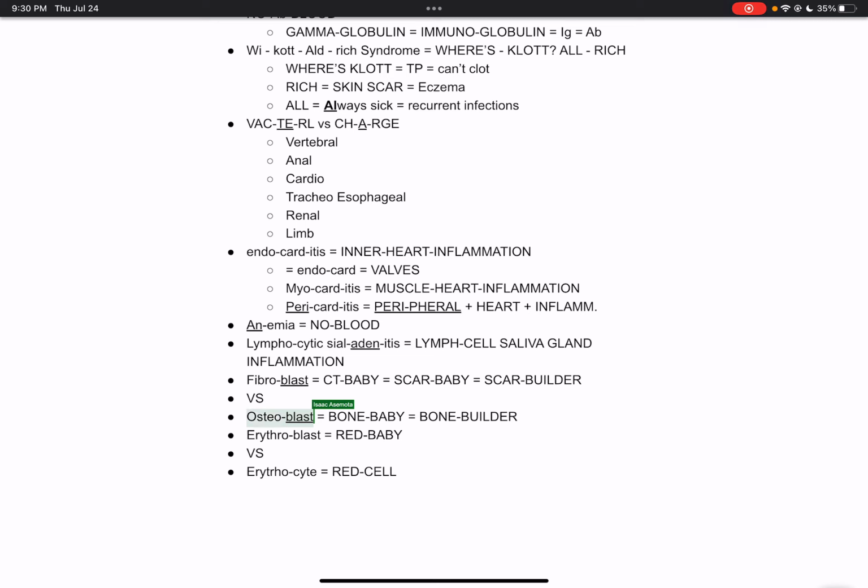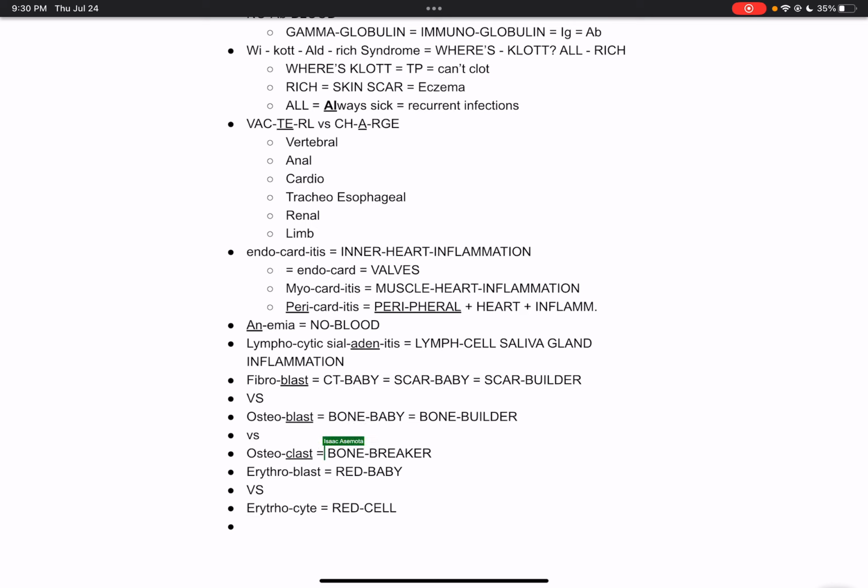Fibroblast versus osteoblast. If I said osteoblast versus with no context, of course you wouldn't be thinking about this stuff. What you should be saying is osteoclast, right? Because that's a bone breaker, the exact opposite of a bone builder. Literally the exact same word, but it's B versus C.